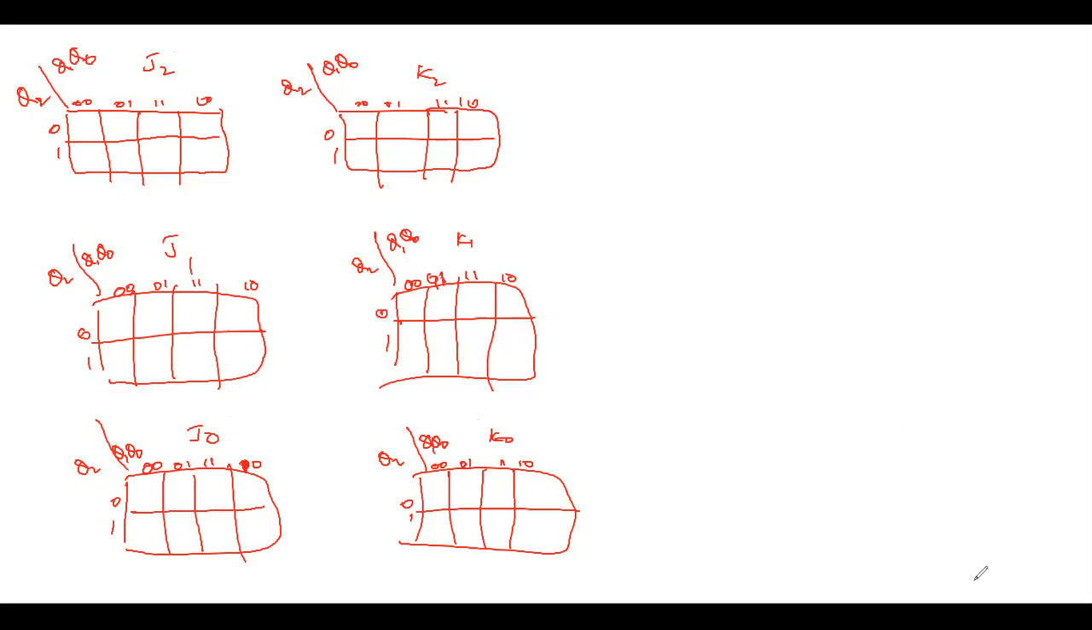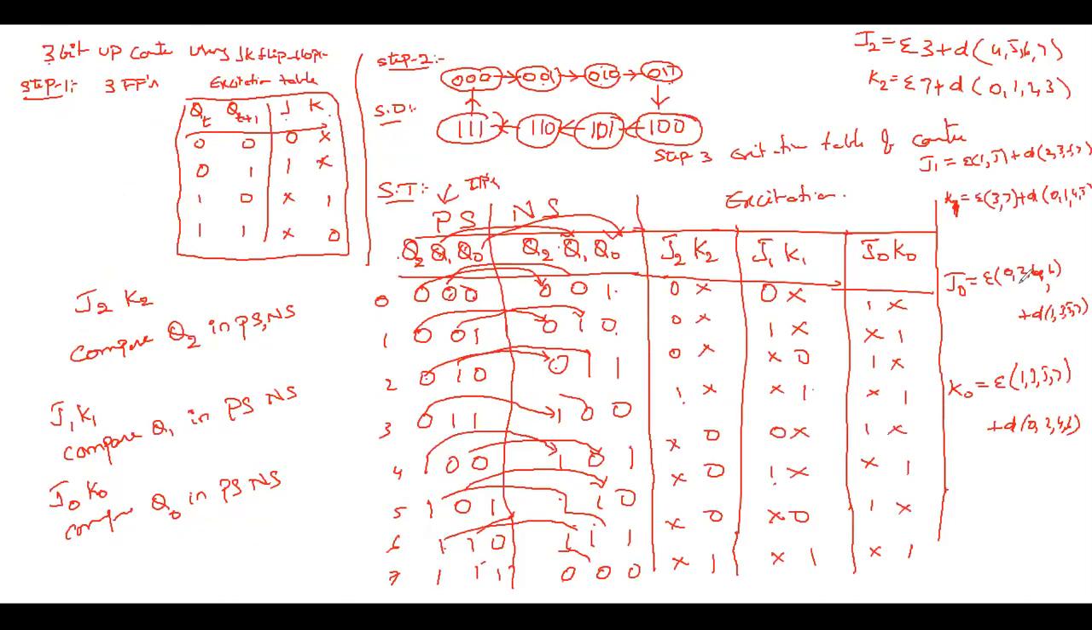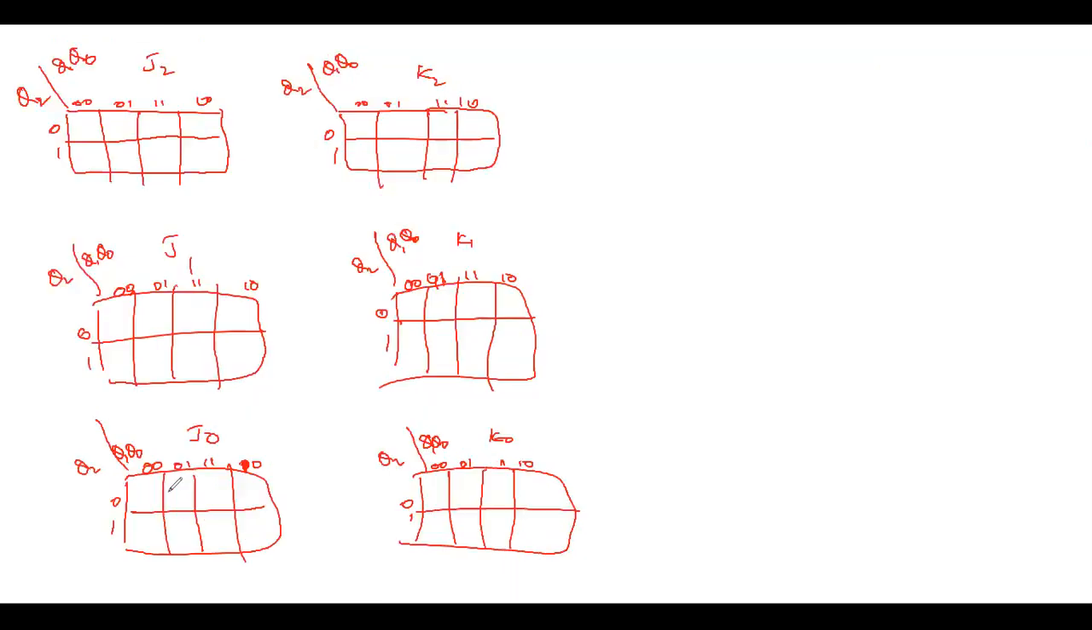So for J0, what is the expression? 0, 2, 4, 6 are ones, and the remaining are all don't care. So we get an octet here. So J naught is equal to 1. Next K naught: 1, 3, 5, 7 are ones, 0, 2, 4, 6 are don't care. Again we get an octet, so K naught is equal to 1.